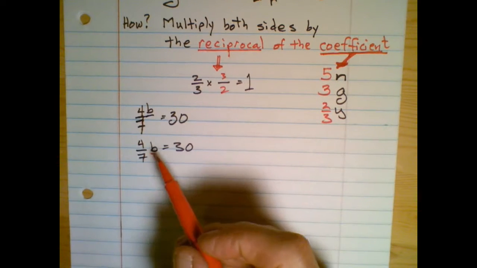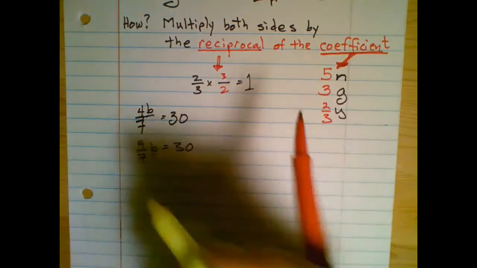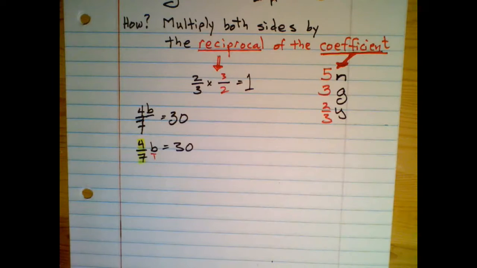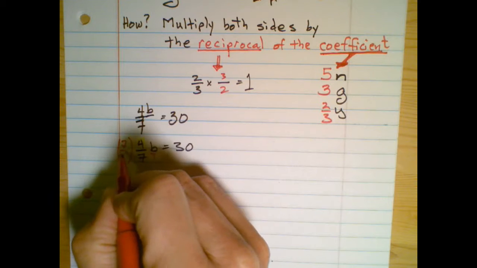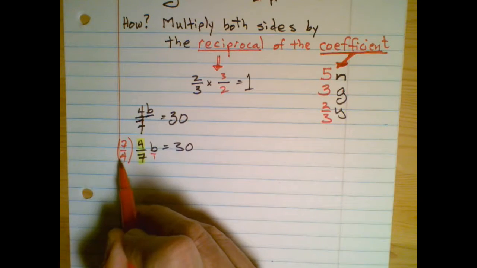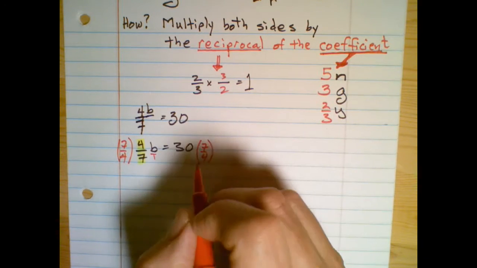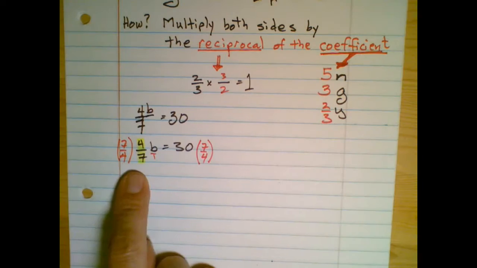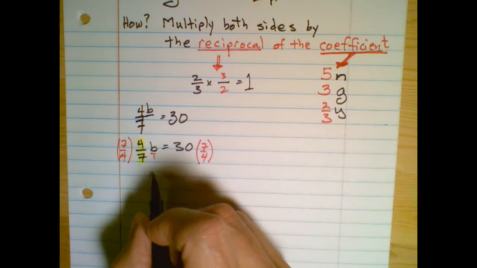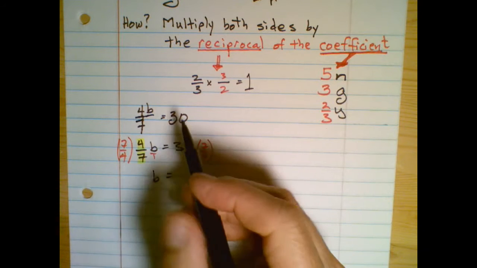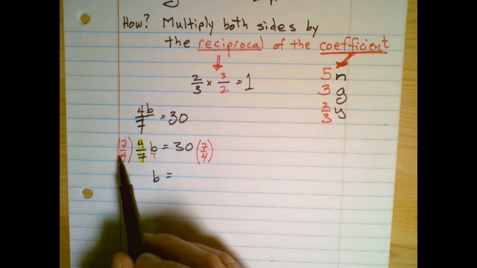So I'm going to multiply both sides by the reciprocal of the coefficient. Well, what's the coefficient in this case? There's my coefficient. The reciprocal of 4 over 7 is 7/4. So if I multiply this side by 7/4, I must multiply this side by 7/4. The left side is convenient enough because the 4's will cancel and the 7's will cancel, and I'm simply left with b. If that's not seen, if I go ahead and multiply, 7 times 4 is 28, 4 times 7 is 28.